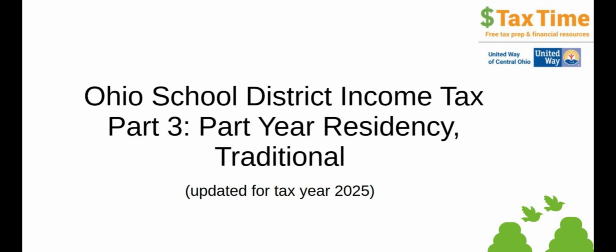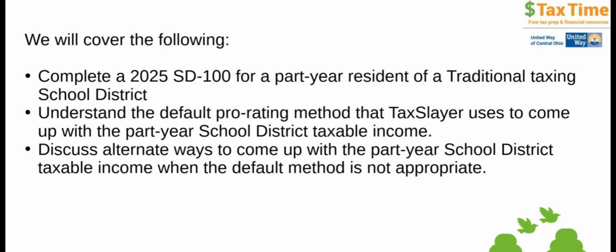In this video, we will cover part year residency for the traditional school district tax base. We will complete a 2025 SD100 for a part year resident of a traditional taxing school district. Included in that, we will show you the importance of entering every school district that the taxpayer lived in during the year. We'll understand the default prorating method that the taxpayer uses in coming up with the amount of school district taxable income for this part year resident. And we'll also discuss alternate ways to come up with the part year school district taxable income when the default method is not appropriate.